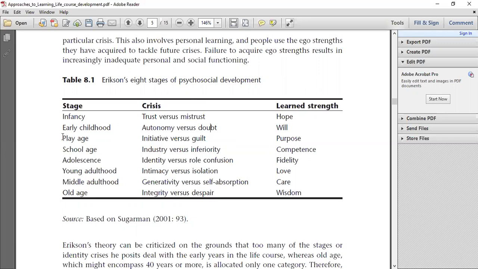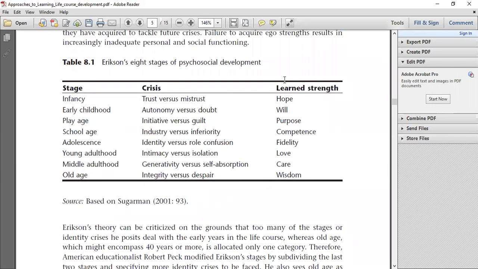So these are different ages: play age, school age, adolescence, identity versus role confusion, young adulthood, intimacy versus isolation, middle age and old age. These are the different stages given by Erikson. Now these are the psychosocial development theory. As I said, it is important to recall, revise or refresh this, though there is very little reference to this theory when we look at the learning theories.